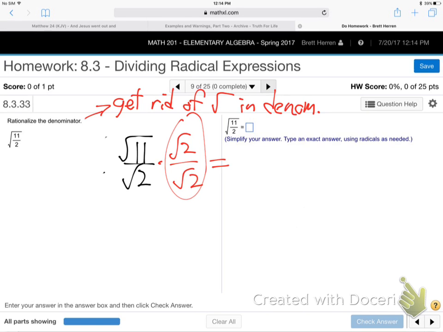Good. All right, so let's do it. So let's go straight across the top. That's just root 22. Nothing real important there. Just 2 times 11, 22. Still in a root, you know. What about the bottom, though? What about root 2 times root 2 on the bottom? Good job. Just plain 2.